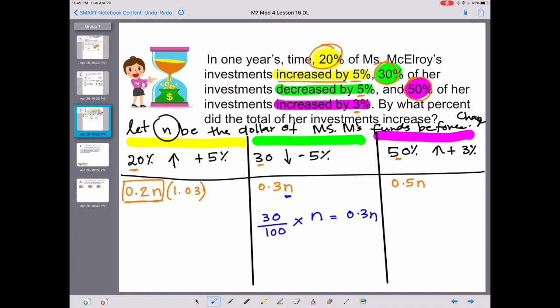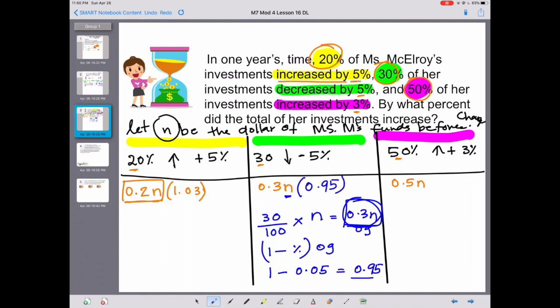So now I have a decrease, which means I have to use subtraction: 1 minus percentage change multiplied by the original. This is the original. So 1 minus 5% is going to give me 0.95. Now this I have to multiply by this, which means I'm going to multiply 3/10 n by 0.95. So there you go, I have that part.